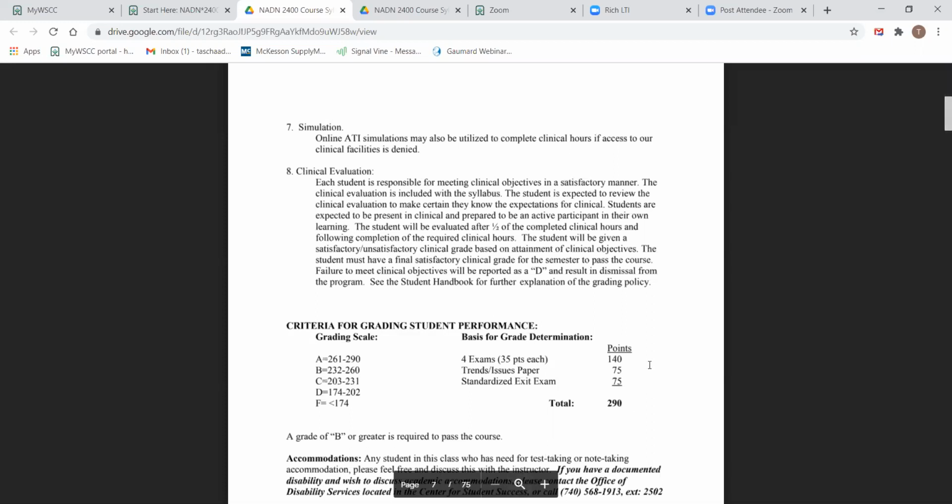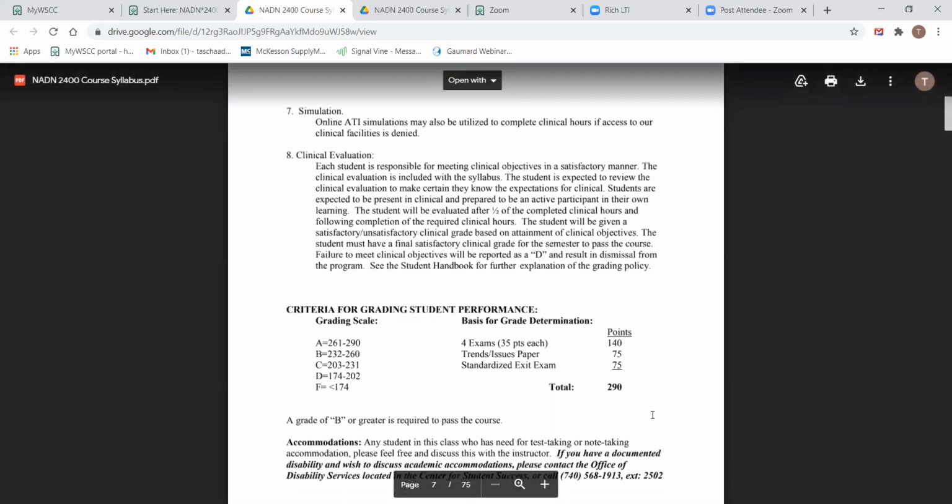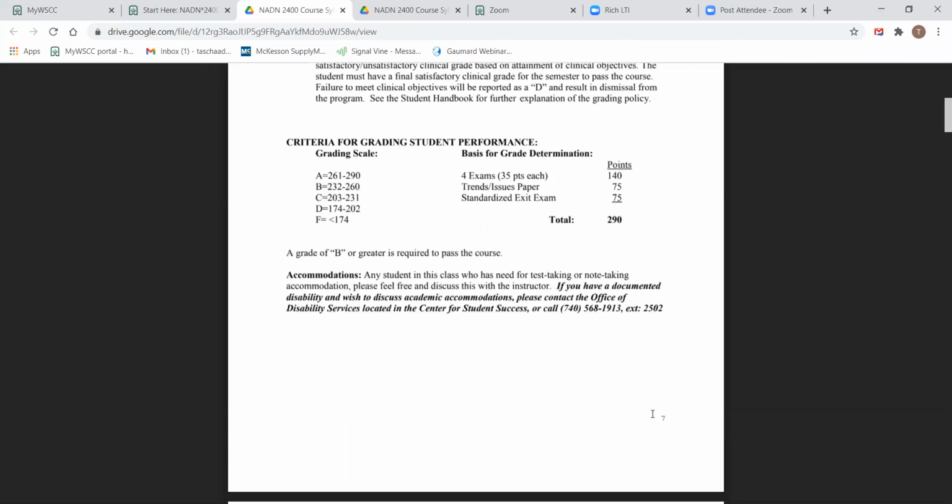How are we going to grade? Basis of the course, your points are here. So exams, the paper, and the ATI exit exam is what you're going to be graded on here. If anyone needs accommodations, contact the Center for Student Success, the Disability Services that is in the Center for Student Success. You have to have a B or greater to pass the course, which is consistent with what we have used throughout the whole program.